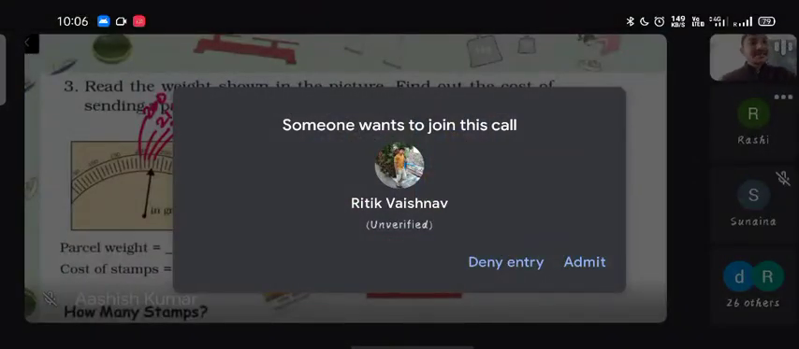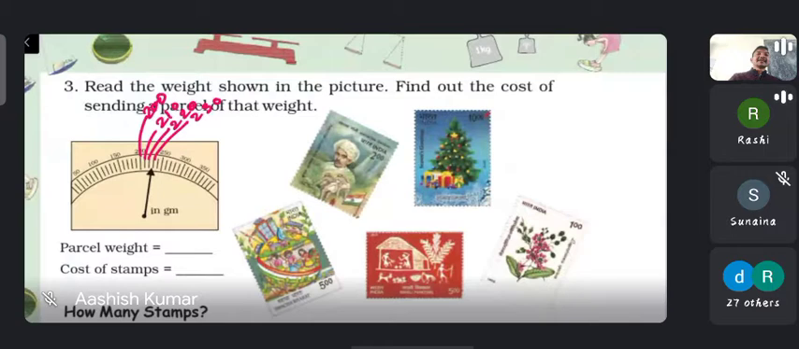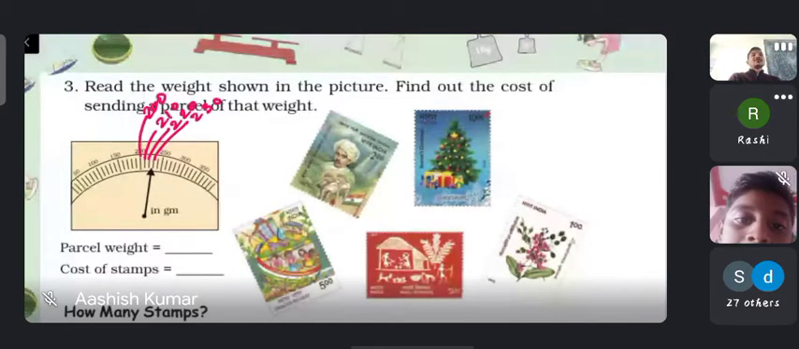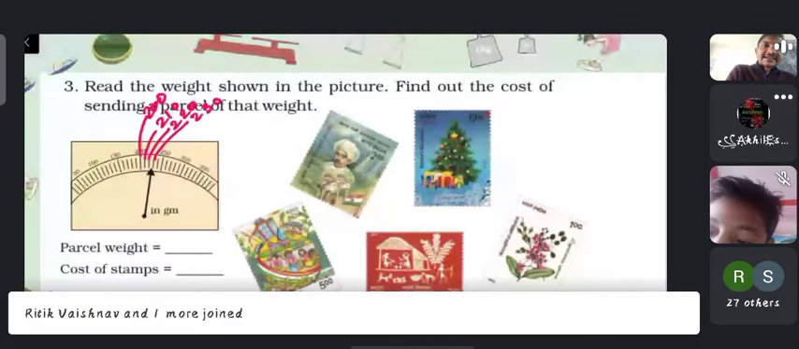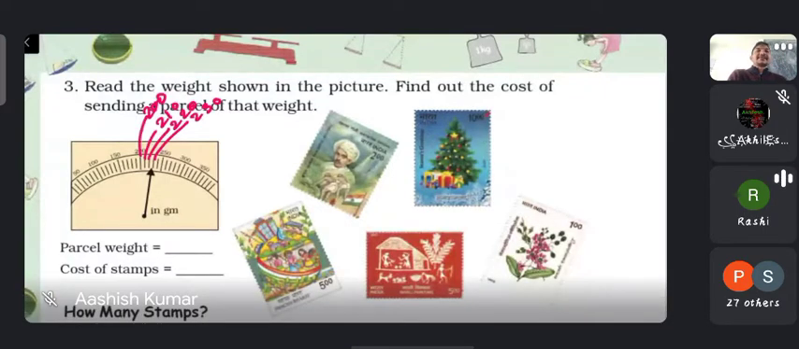It can be different. In your book it is different, and on my screen it is different. But you have to look at the picture and write down the weight. What is in your book? You can write that.